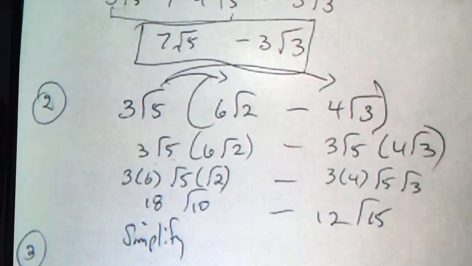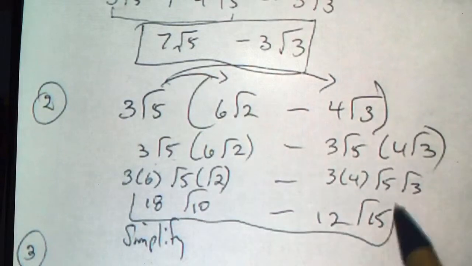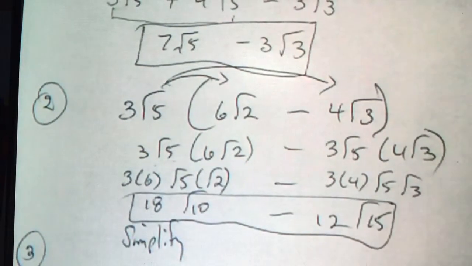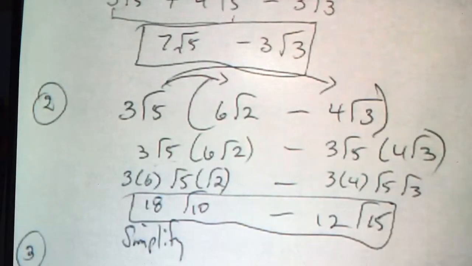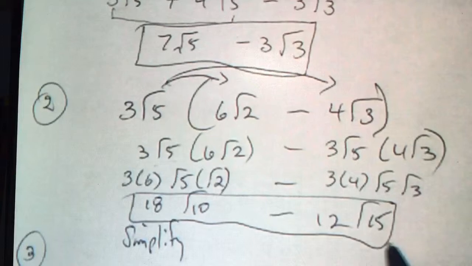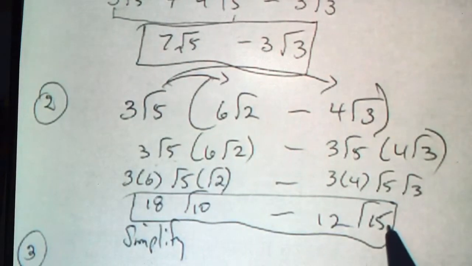Now, can we do anything else with that? Can we simplify? Well, root 10 breaks down into root 5, root 2. There's no perfect square, no double. Nothing we can do to simplify. Root 15 is similar. Root 5, root 3 can't be broken down anymore. There's no perfect square, no double.